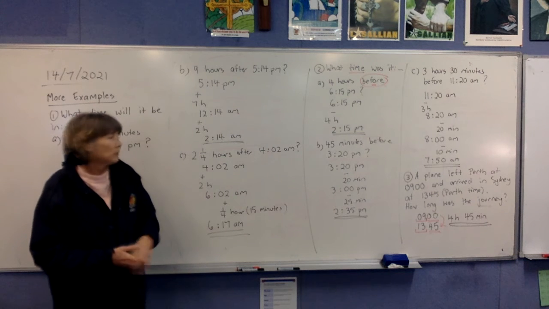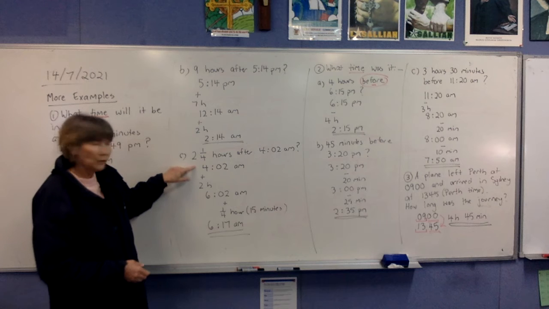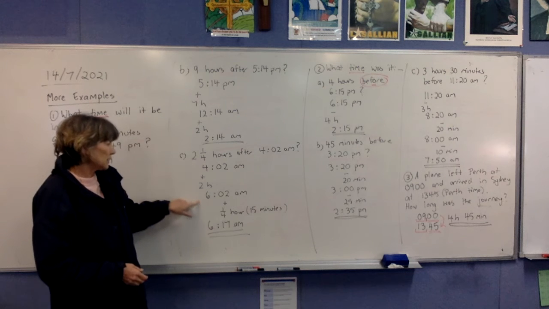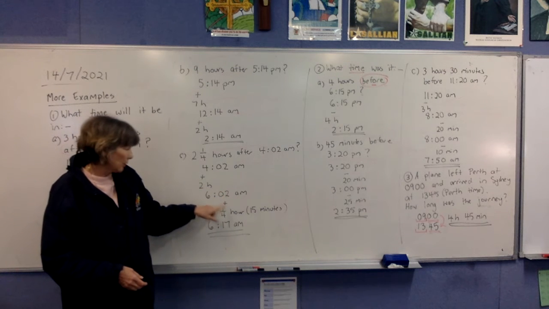So in the next one, it's a bit trickier because they've got 2 1/4 hours that we're adding on to 4:02 a.m. So we're going to add 2 hours first, and that will get us to 6:02 a.m. And then we're going to add the 1/4 of an hour on over here.